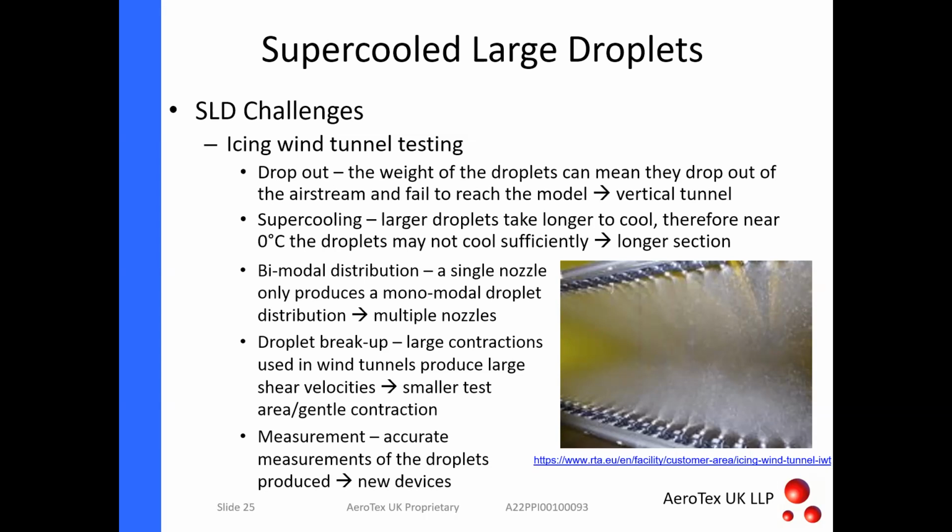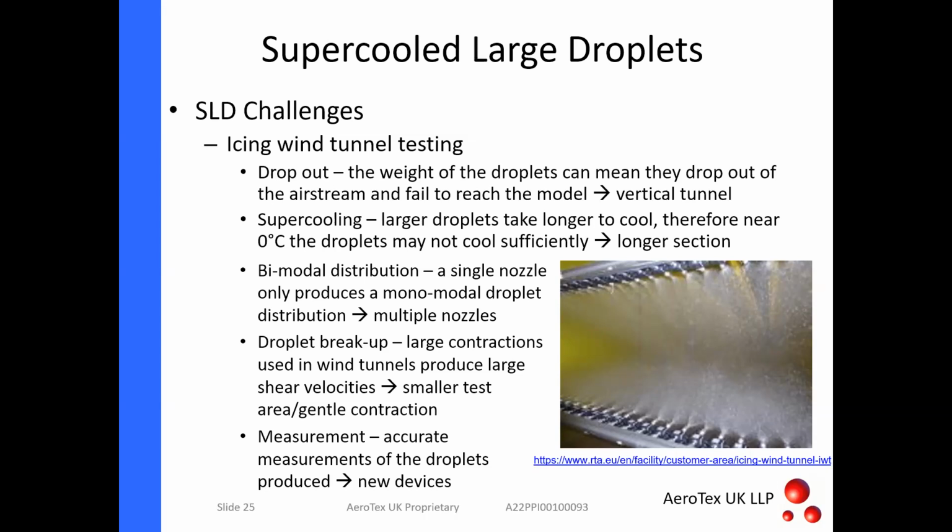So what has resulted is that quite often the icing cloud that you get is much smaller than your test section. So you only get a small area in the middle that you can use for testing. But also people are looking at having more gentle contractions.